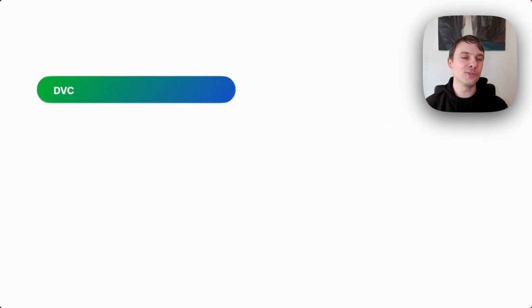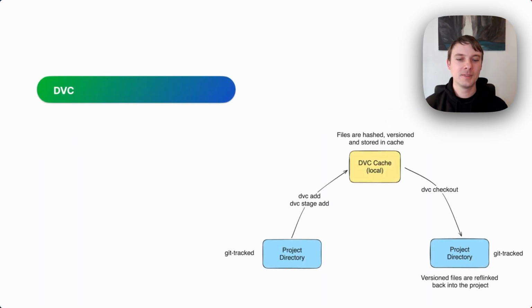Now let's see how DVC works. What happens is in our project directory, we add a stage with DVC, and then the files are hashed, versioned, and stored in the DVC cache. When we decide to do our model training, we perform the checkout command, which basically means the versioned files are then relinked back into the project that we are currently running.